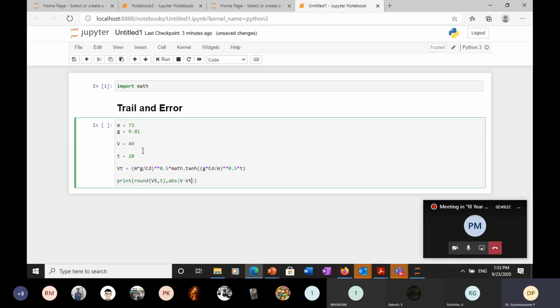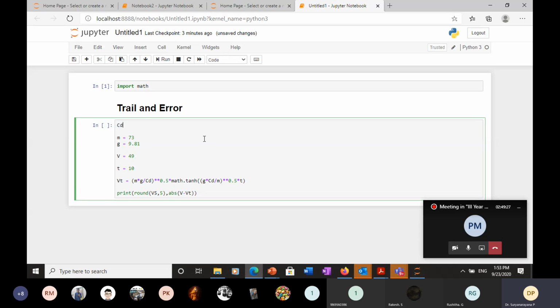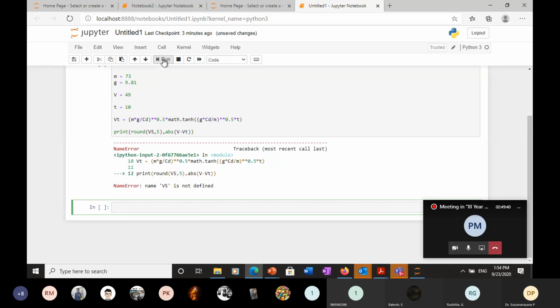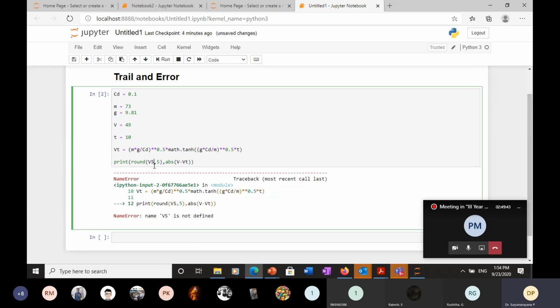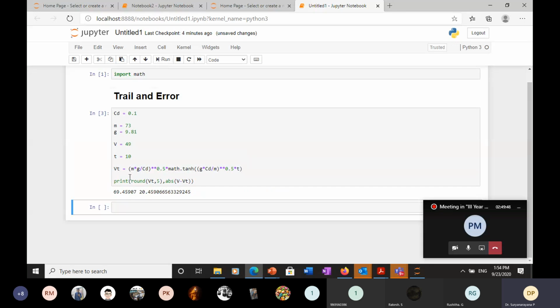Okay, so now I'll try different values of CD. For example, I'll start with CD equals 0.1. At least with a calculator also you can do this, but it's a little bit more difficult using a calculator. I'll simply run this now. Where did V5 come from? Or VT? Okay, I'll run this. See, I wanted 49, but if I'm using CD of 0.1, the velocity is 69. It is a little higher.